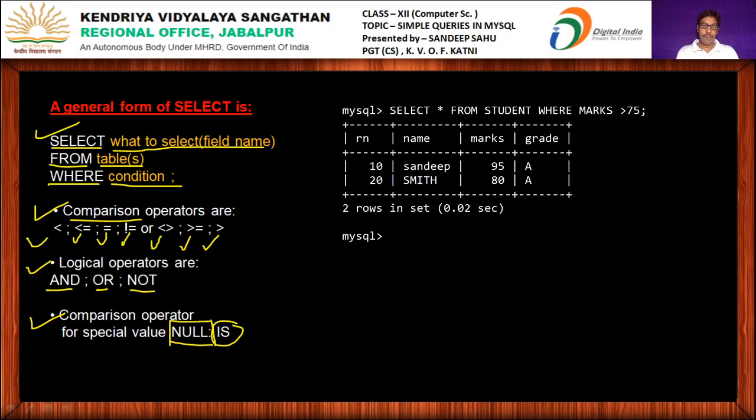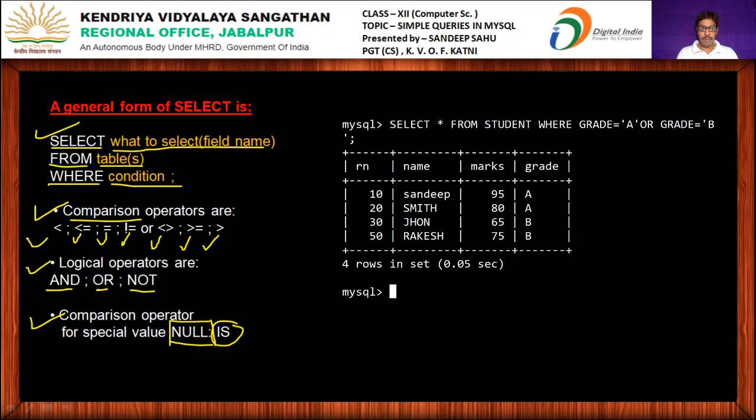Now, come to logical operators. Suppose I want to display the students who got grade A or grade B. So here we are using the logical operator or: select asterisk from student where grade equal A or grade equal B. So you can see here only those records are appearing which have grade A or B. Grade C is not coming in these records.